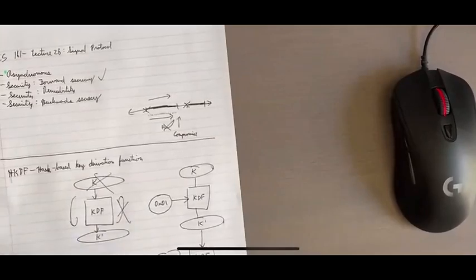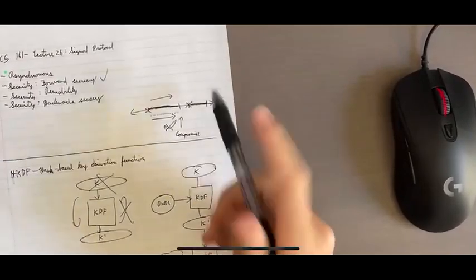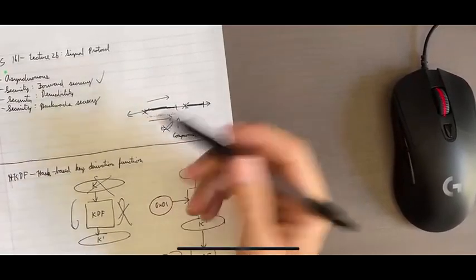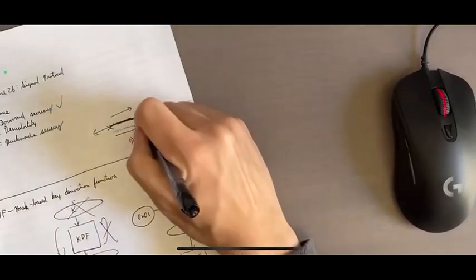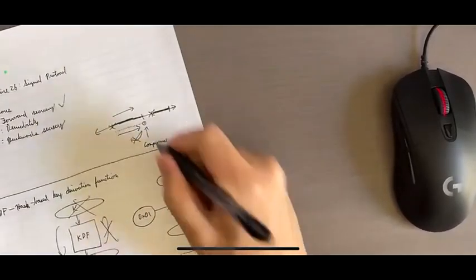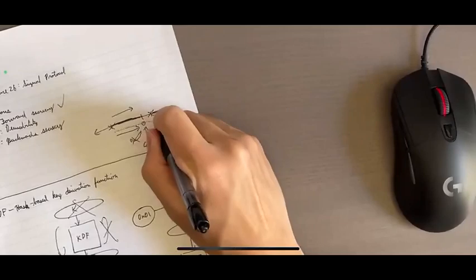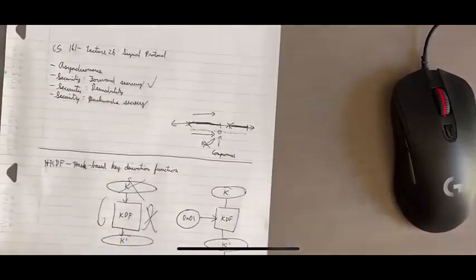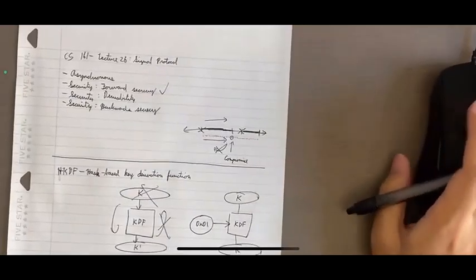But that doesn't give us backward secrecy. If someone ever compromises one of our keys, we're going to lose all of our security in the future. Because if someone, say, compromised this key right here, then they can just go forwards and keep deriving more and more keys. And now our security is lost, not only now, but forever.